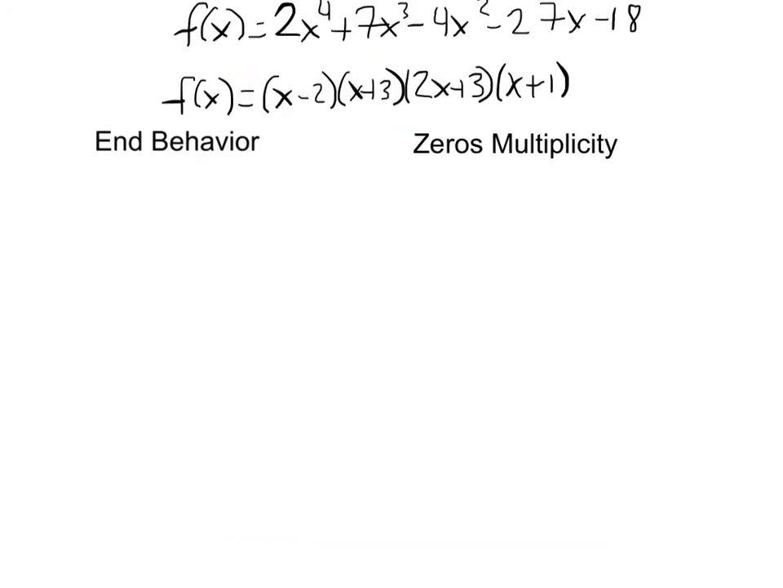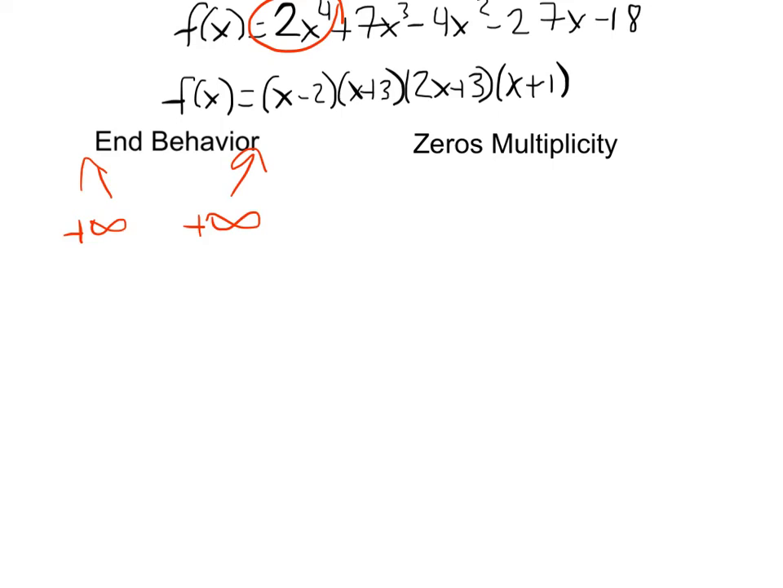So putting this all together, we can sketch a reasonable graph of the function. Looking at the leading term, 2x to the fourth, the degree n of 4 tells us that the ends are either both up or both down. And the fact that 2 is a positive number tells us that the end behavior is positive infinity and positive infinity. Now let's look at these zeros.